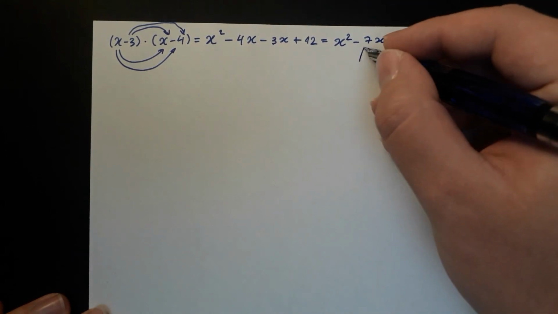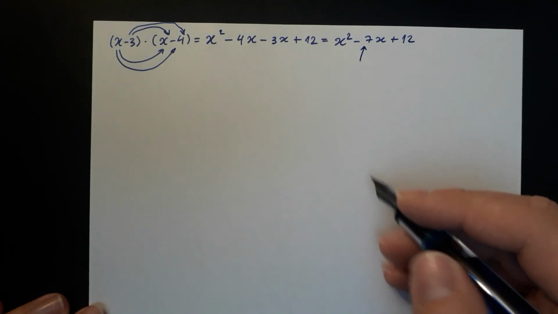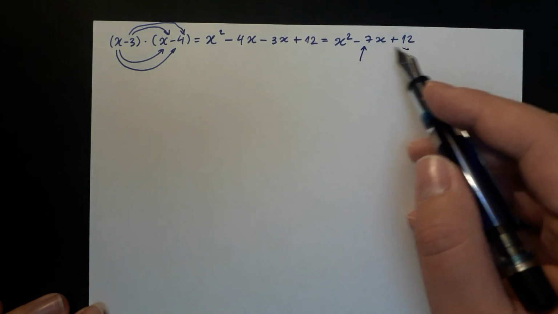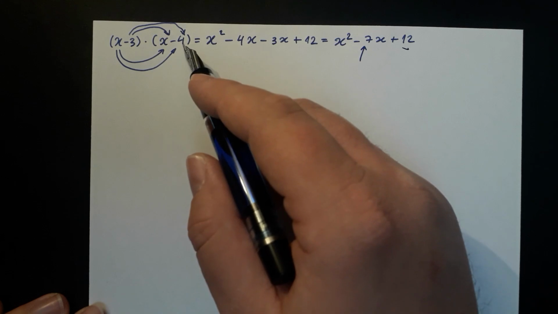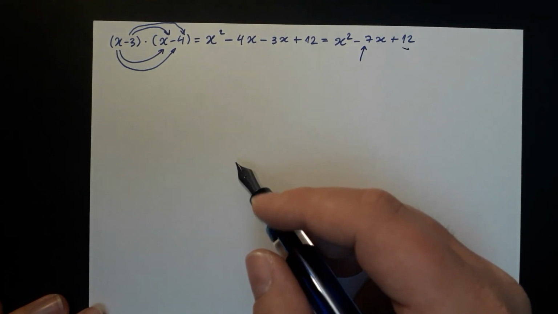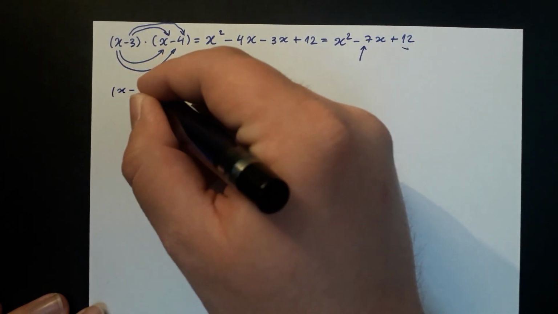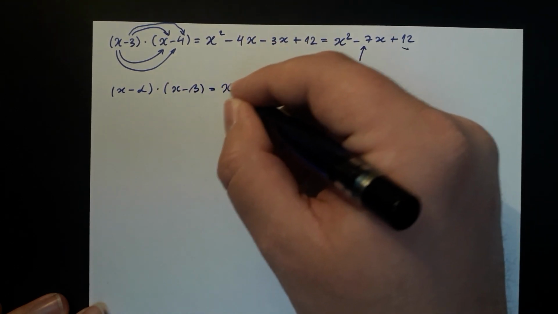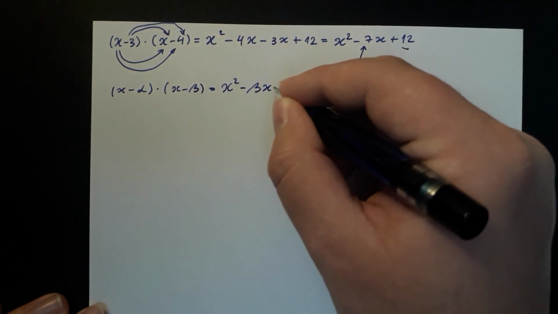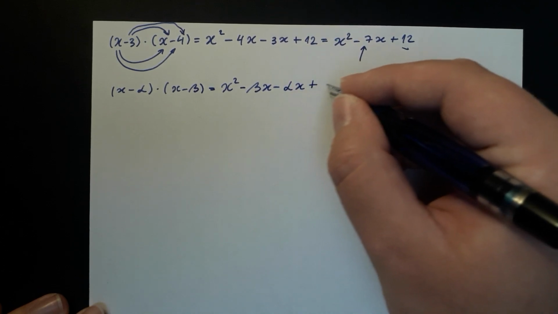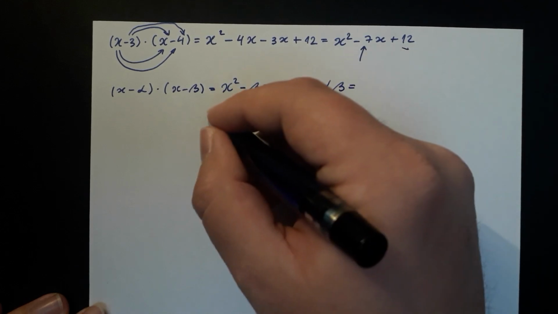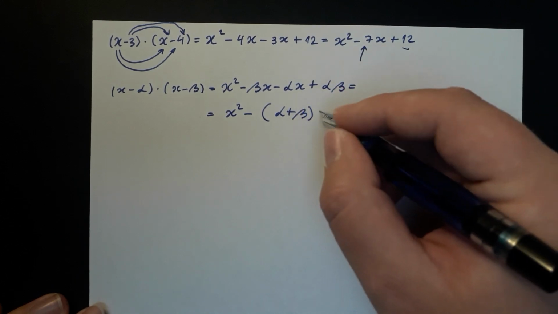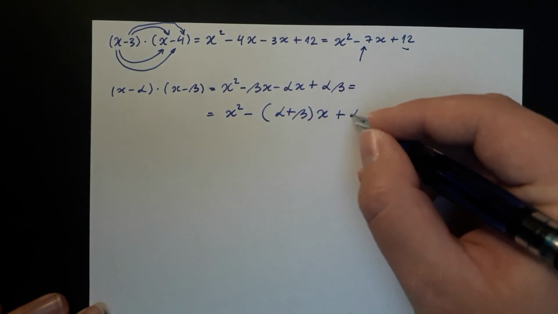As you can see, this negative 7 comes from negative 3 plus negative 4. The 12 comes from negative 3 multiplied by negative 4. So in the general case, this would be x minus alpha multiplied by x minus beta. This is equal to x squared minus beta x minus alpha x plus alpha beta. This is then equal to x squared minus (alpha plus beta), with x as common, plus alpha beta.